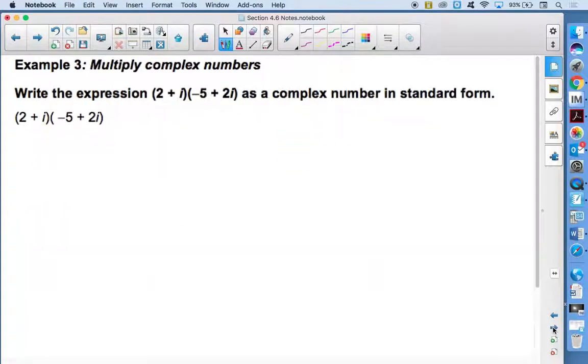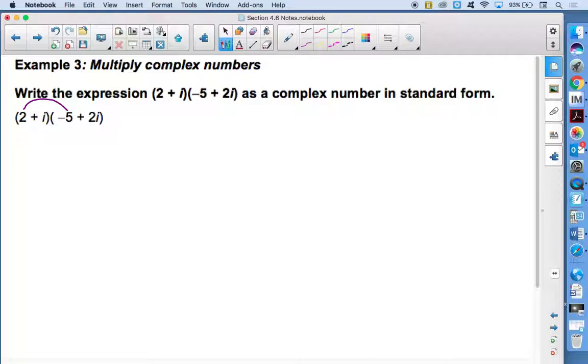So the other set of problems would be to try and multiply. It says multiply the complex number and then write it in standard form. How do you think you'd go about multiplying these? Grant? Yeah, you're going to FOIL it. Just like if it was an x, you FOIL, we're going to FOIL it if it's a complex number.